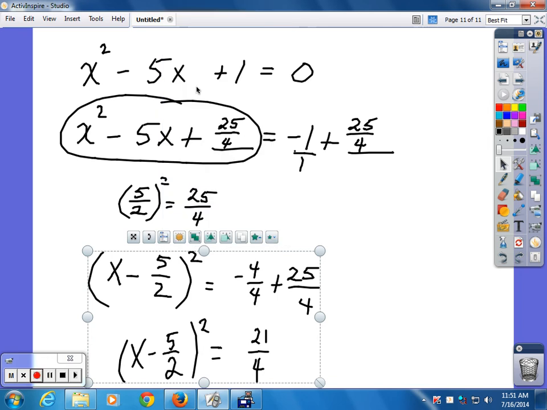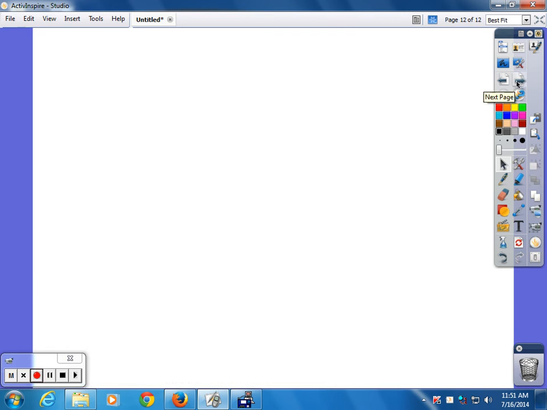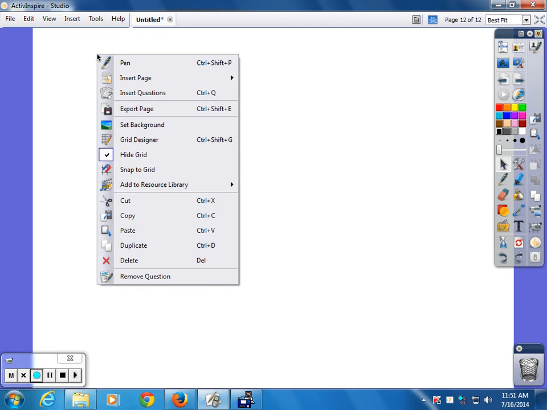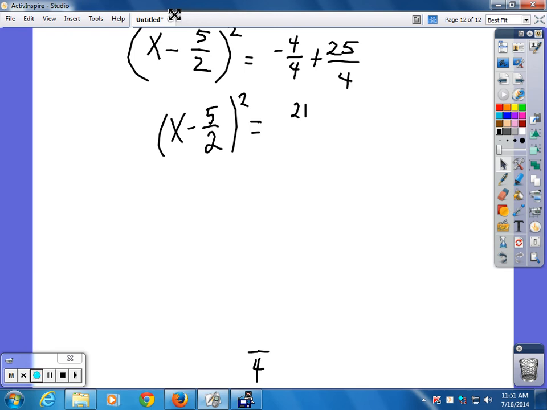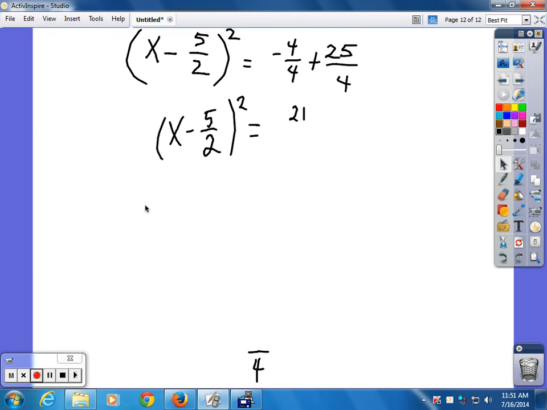How do you get the y-intercept? Plug in 0 for x in the original equation. All right, so there is that. What's my vertex? 5/2, negative 21/4. 5/2 and negative 21/4. That's your vertex.